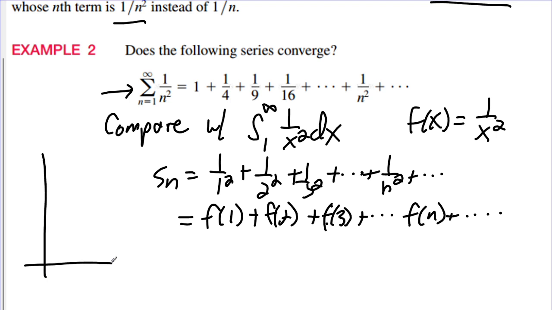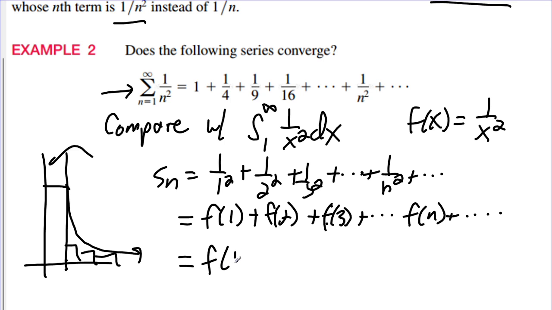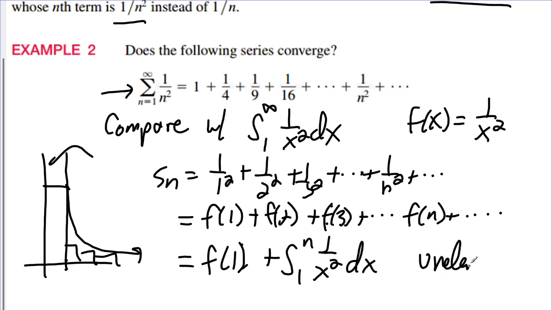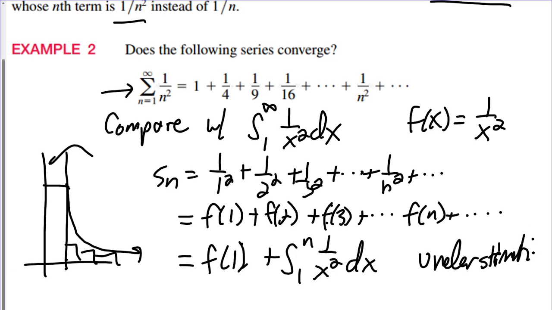We can look at a graph. At 1, we're at 1. So we're looking at the partial sums of the rectangles. Then we're at 1/4, 1/9, 1/16. We want to look at an underestimation, so we want to look at these points. To do that, we're going to leave in the first term as f of 1, and then add the integral from 1 to n of 1 over x squared dx. So we want an underestimation because, again, we're looking for a bound from above.